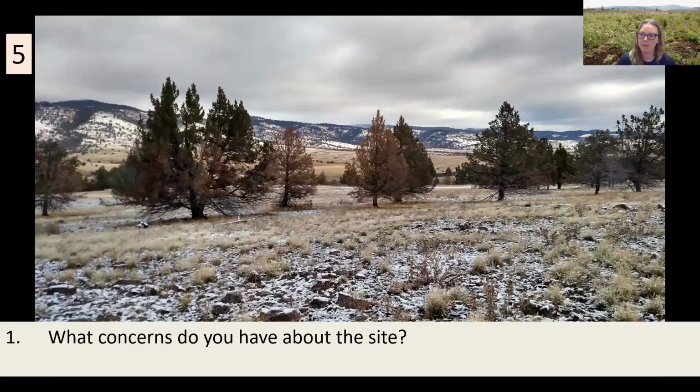All right, one more. What concerns do you have about this site? It looks cold. I don't like that either. No sagebrush. Yeah, that's my biggest concern too. We have big juniper that's going to be very hard to kill. This is actually a site that burned in a wildfire, and some of the juniper were killed, but mostly they were not killed.